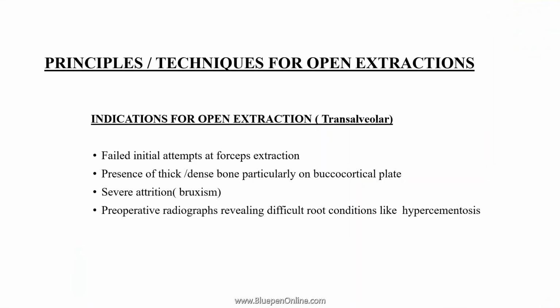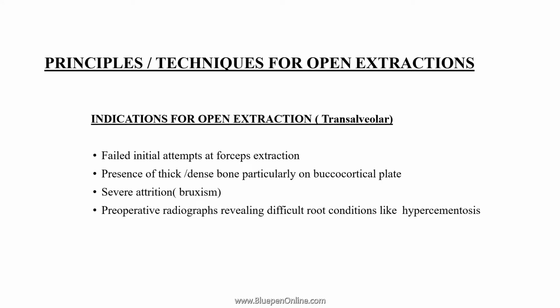Now we are coming to the very important topic. What are the principles and what is the technique for the open extraction procedure? The transalveolar extractions. If you have failed, if you've been trying for forceps extraction and no result, then definitely you have to open it, right? When you have very thick, dense bone, particularly the buccal cortical plate, if it is so thick and very dense, then you have to go for an open extraction. Severe attrition or bruxism, so that you can't have a purchase point with the help of your forceps. In those cases, you can do that.